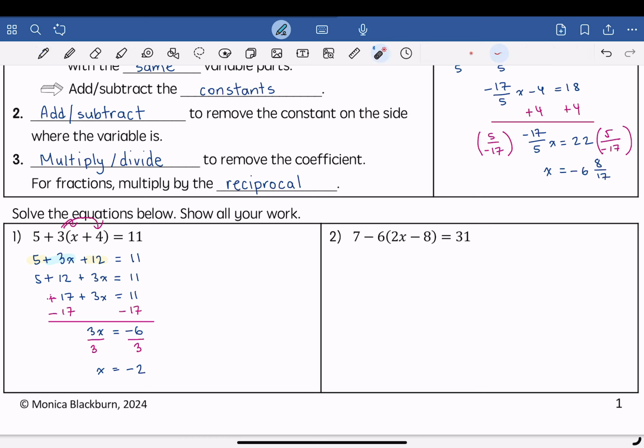So let's look at example 2. We have two expressions, one on the left, one on the right. And this expression on the left is the one we need to further simplify. So to remove the brackets, I need to apply the distributive property. So it becomes 7. Negative 6 times 2 is negative 12x. And negative 6 times negative 8 is positive 48, which equals 31. So I'm going to group my like terms. So the 7 and the 48. And then I have my negative 12x.